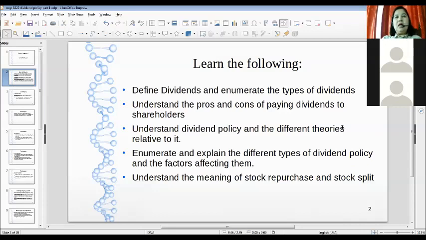Before we proceed, I will remind you that the scope of these learning outcomes, the other part will be for next week. So we will only understand the first part today, up to understanding dividend policy. And then next week, at the same time, we will have the other learning outcomes. So today we only have part one. Okay, so let's now proceed.